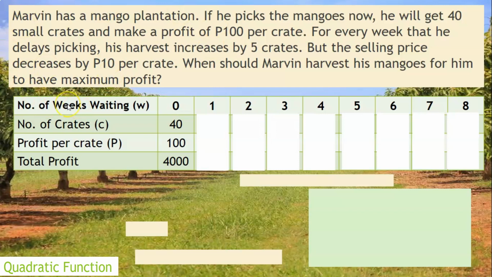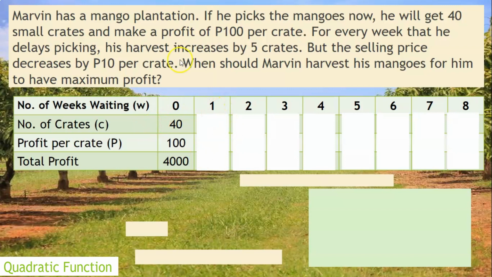Take note, these are the variables in the problem: the number of weeks waiting and the number of crates. If he harvests now, he will gather 40 crates, and the profit is 100 pesos per crate. So 40 times 100, his profit would be 4,000.